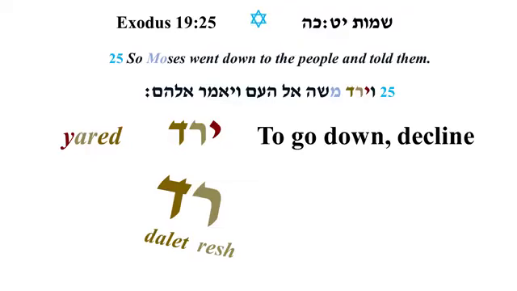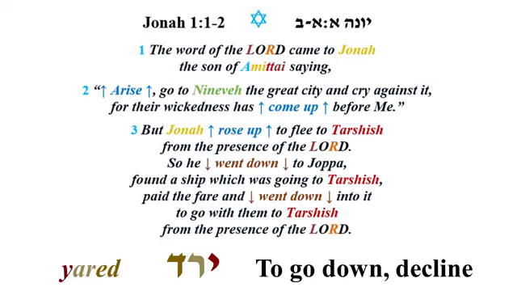Look at Exodus 19:25. So Moshe went down to the people and told them. Moshe went down. That word going down is vayered. The vav in front is and then yered is to go down or decline. You see, yod, resh, dalet. Okay? In Jonah, chapter 1, verse 1 and 2, the word of the Lord came to Jonah, the son of Amittai, saying, arise, go to Nineveh, the great city, and cry against it, for their wickedness has come up before me.